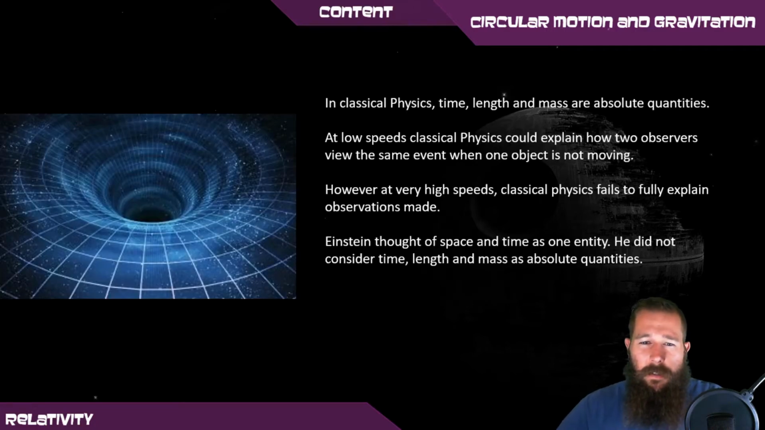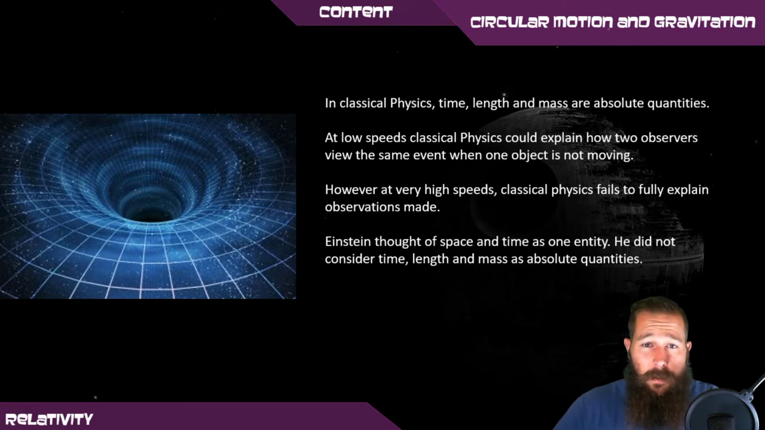In classical physics, time, length, and mass are absolute quantities, meaning, for example, if we measure the mass of an object to be 1.0 kilograms, that's what it is, and that's what we use in our formulas. In problems where we're talking about objects at low speeds, classical physics is fine. However, when we get to really high speeds, meaning approaching the speed of light, classical physics doesn't quite explain what we observe when we're looking at these objects.